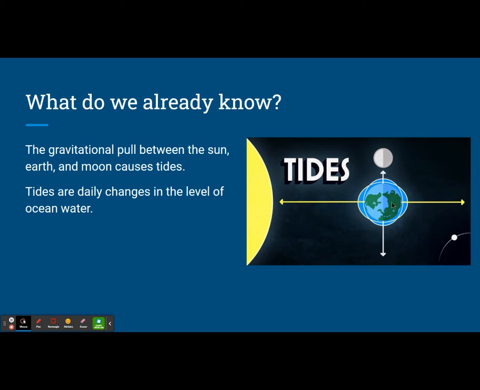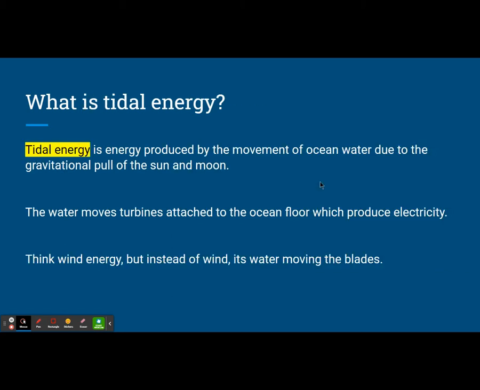And what that does is it creates tides or bulges of the ocean, where you see different changes in the water level. So if we know that the ocean moves, okay, if you know that there are tides, then that kind of gives you an idea of what tidal energy is. So go ahead and write the question down. What is tidal energy?